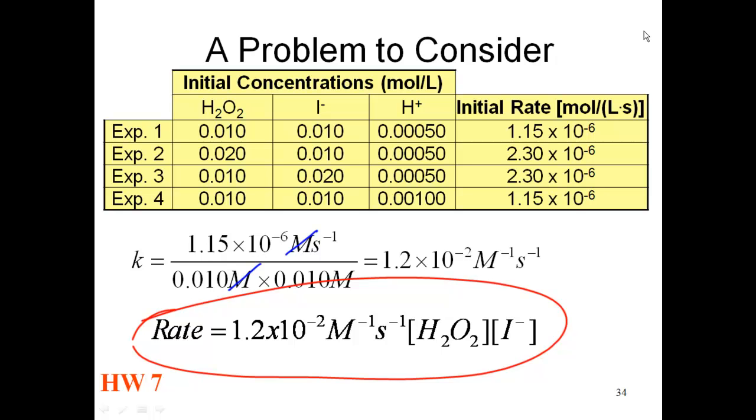Homework 7 gives you data where you have to compare your rates to determine the order with respect to your reactants and the K of the reaction as well.